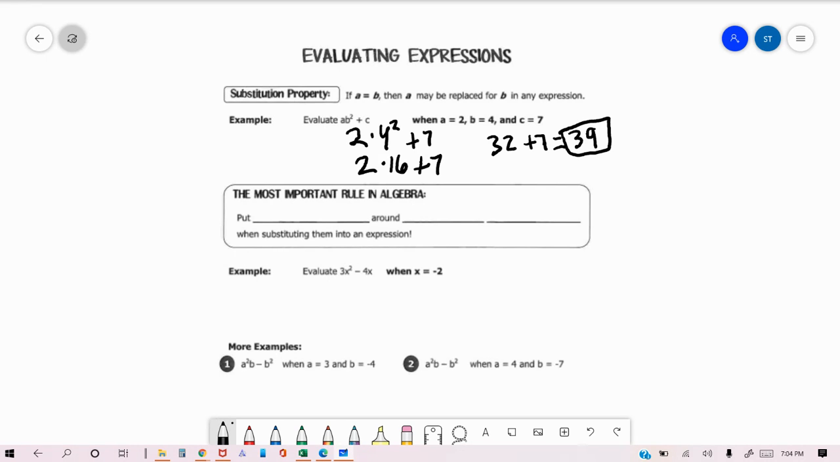All right, so the most important rule in algebra is to put parentheses, which are the little things that look like that, around negative numbers.